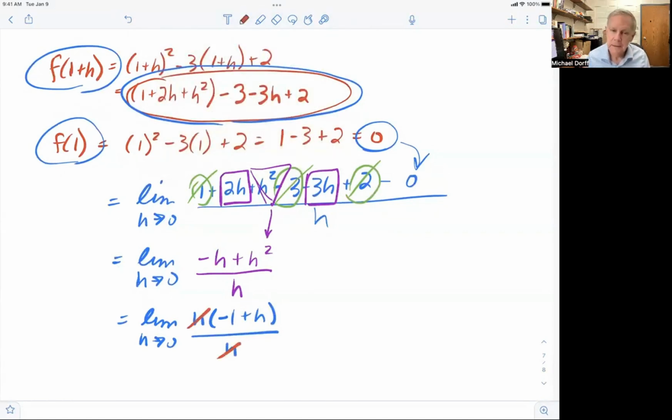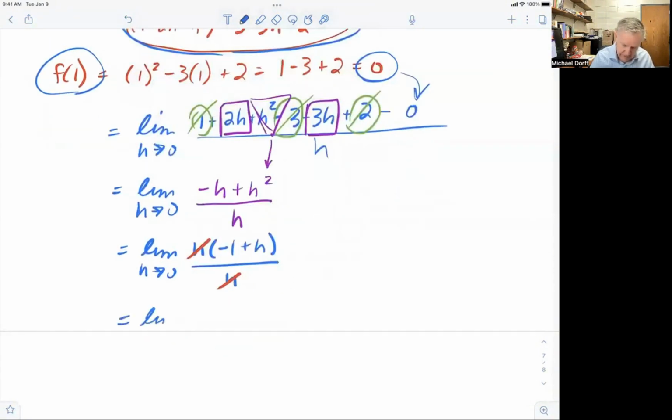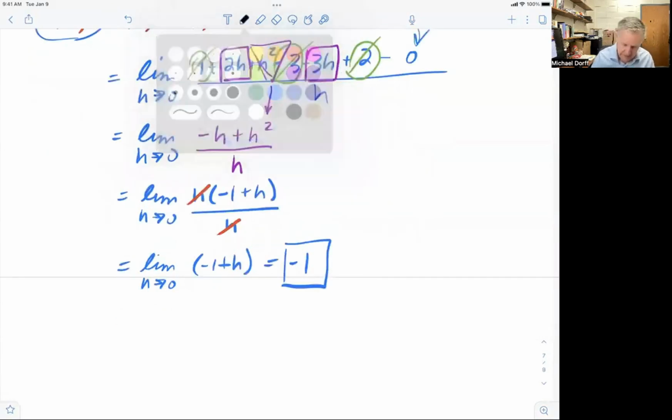And remember, when we talked about limits, this is like saying, because I got 0 over 0, I knew I should have had an h minus 0, or an h that cancels on the top and the bottom, and I just got that. So then I just have the limit as h goes to 0 of negative 1 plus h, and that equals negative 1. This tells me this is the slope of my curve.